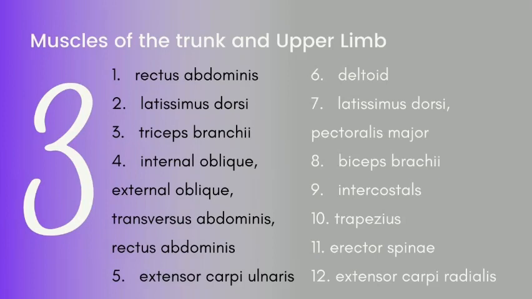Number 1, a major spine flexor. The answer is rectus abdominis. It is found in the pubis. It flexes the vertebral column or spine.